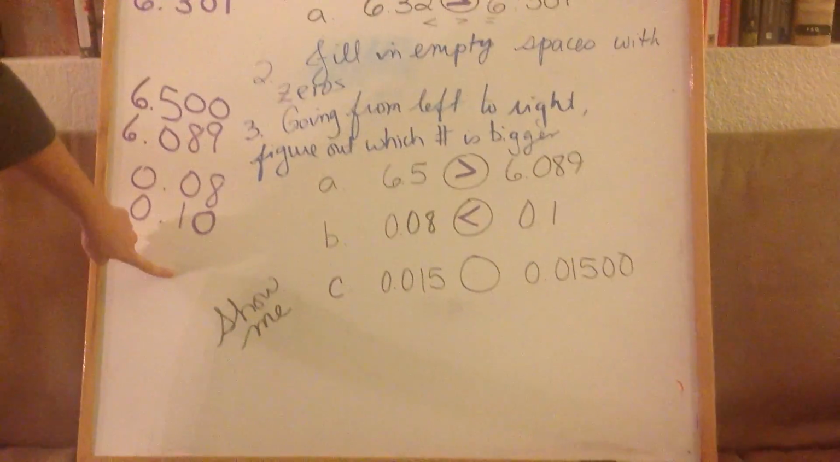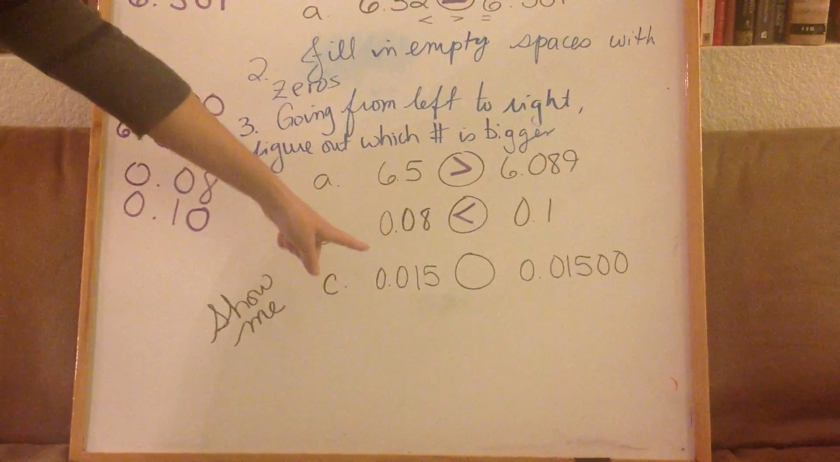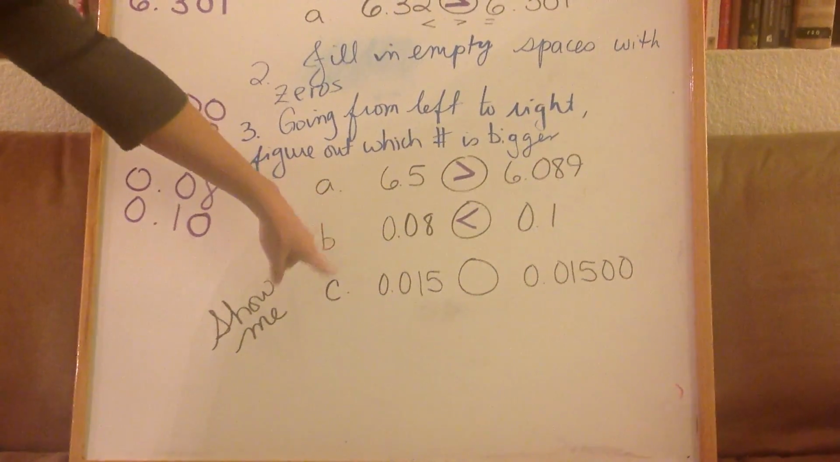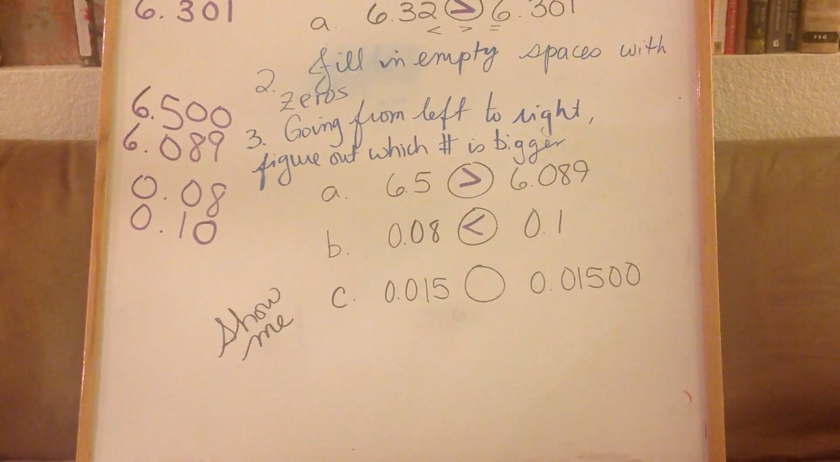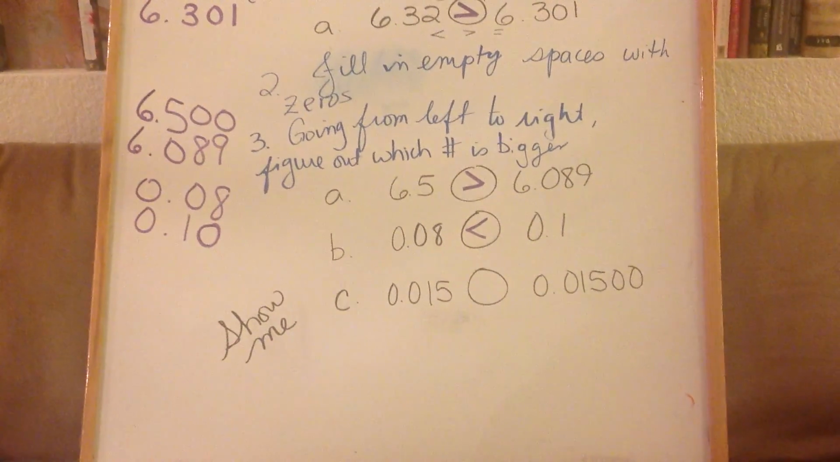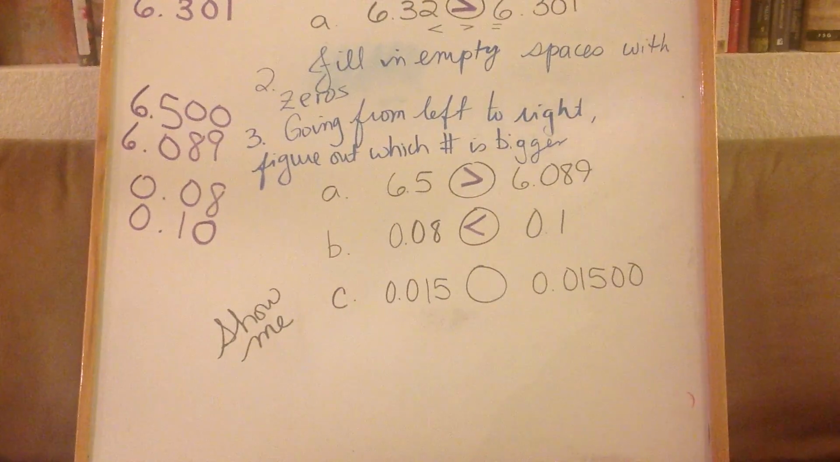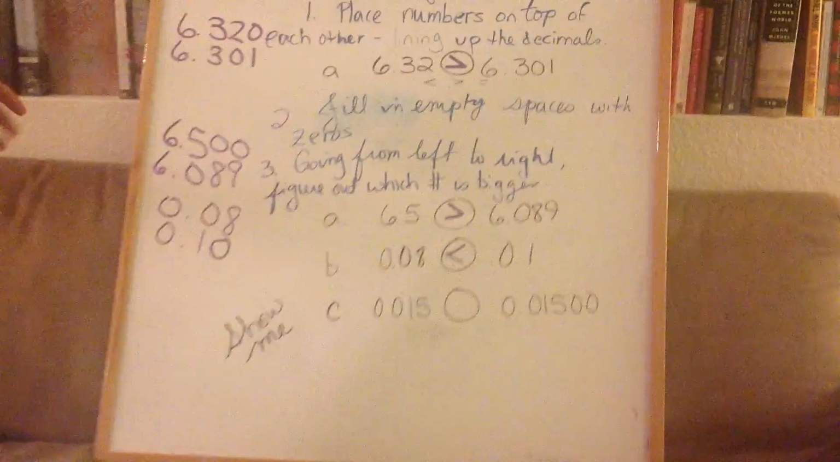You're going to do this one now, and you're going to show me tomorrow. We have 15 thousandths. And we have this number over here. Put them on top of each other, fill in the zeros, and tell me if they're less than, greater than, or equal to. Okay, so now I'm going to erase this. We're going to do the next part.